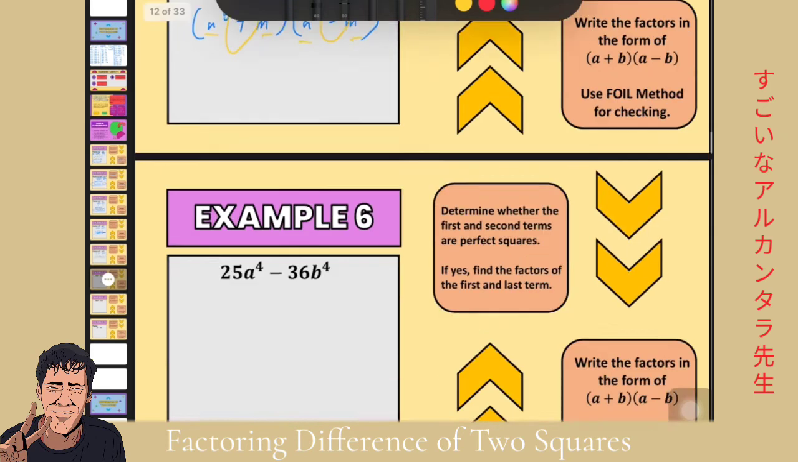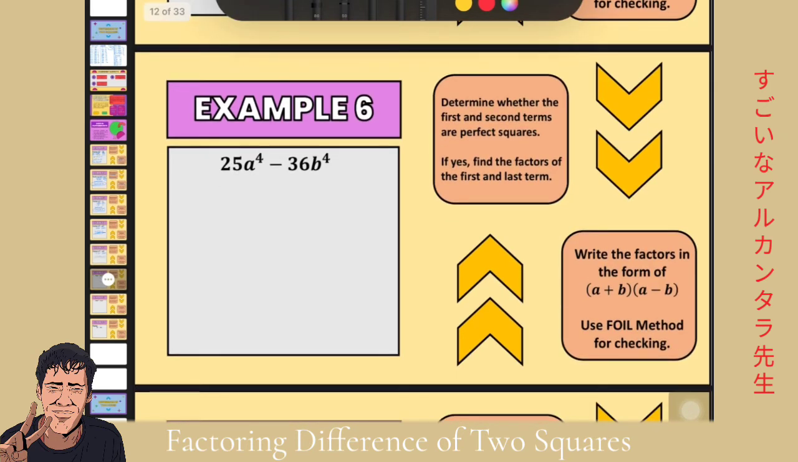Let's have some more. Let's have 25a raised to 4 minus 36b raised to 4. So this could be 5a raised to 2 times 5a raised to 2. This could be 6b raised to 2 times 6b raised to 2. I'm sorry for getting faster in here because basically we're just applying the same concepts over and over again. As much as possible, I want you guys to see or try out more examples with me.